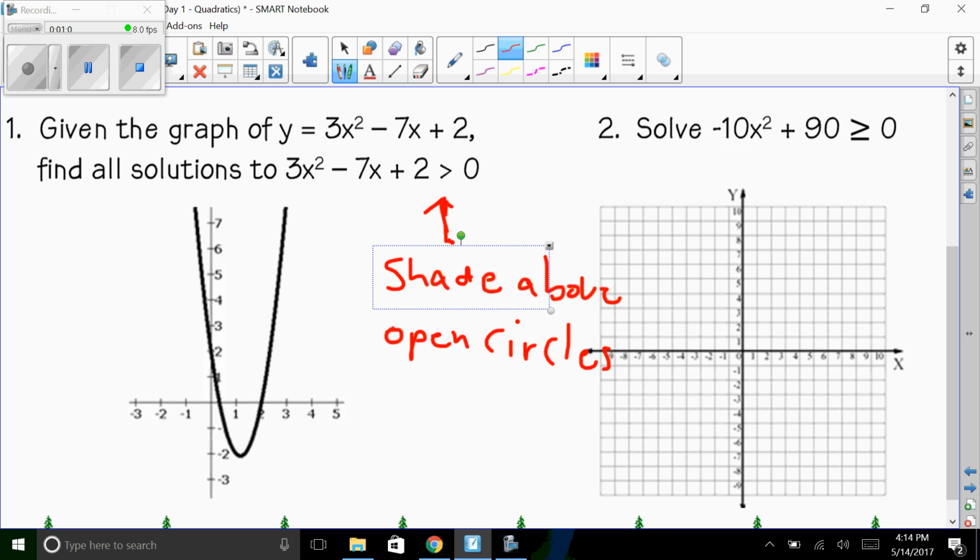So since the graph's already graphed for you, we don't really need to know whether it's opened up or down. It's already done for you. So all you have to do is put open circles where the x-intercepts are and shade above the x-axis. All right.